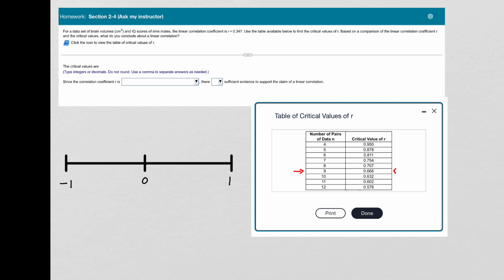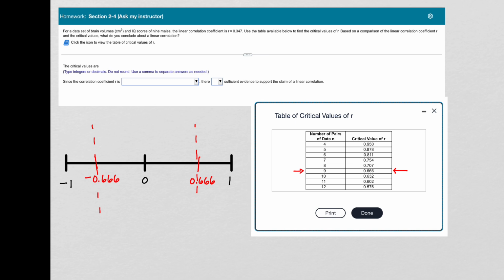That means that my critical value is 0.666. So I can label my number line, and I'll put a positive 0.666 on the right-hand side, and I have a negative 0.666 on the left-hand side. So now I've broken my number line into 3 zones.